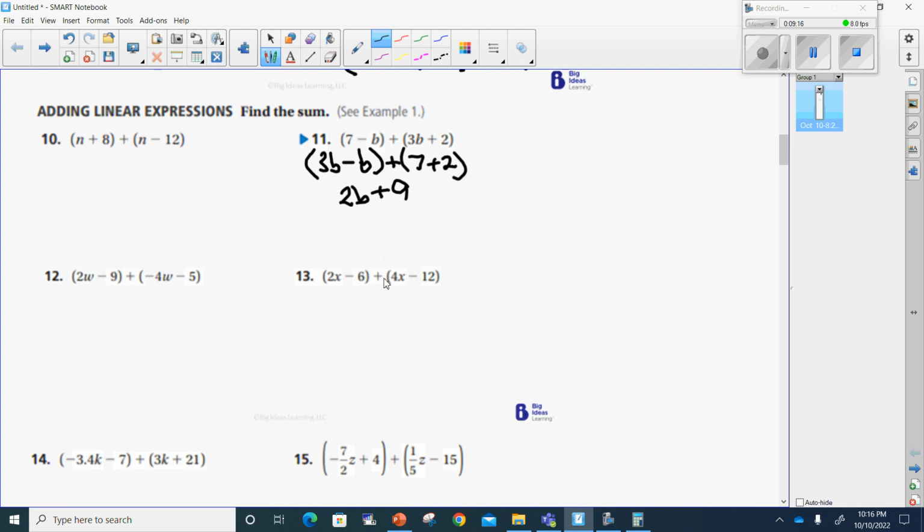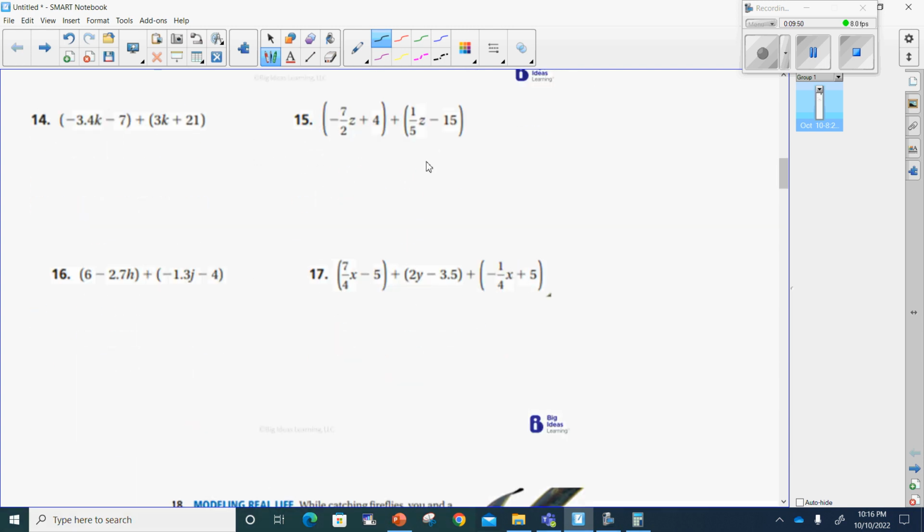So 2b plus 9 is my answer. How about this one down here? I've got 2x minus 6 and 4x minus 12. I can bring all this down here. So this is a positive 4x and a negative 12. Well, negative 6 and negative 12 make negative 18, because when my signs are the same, I find the sum, and I keep the same sign. 2x plus 4x equals 6x. All right, I'm done with that.